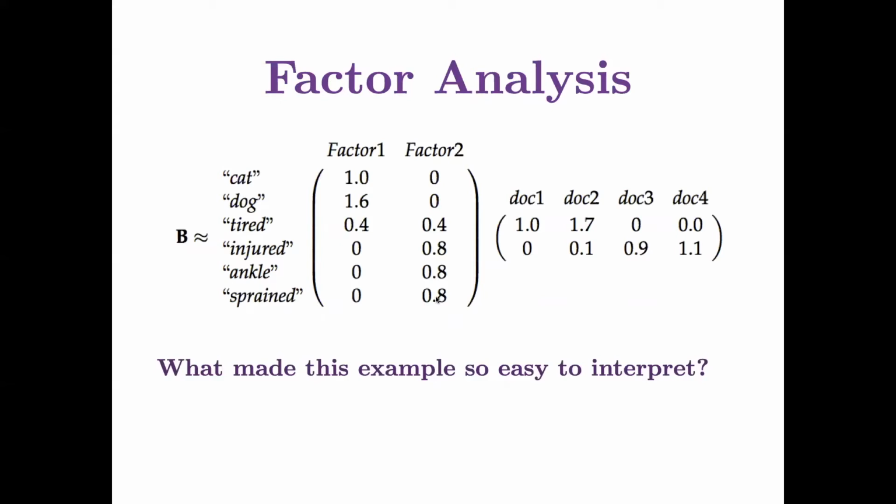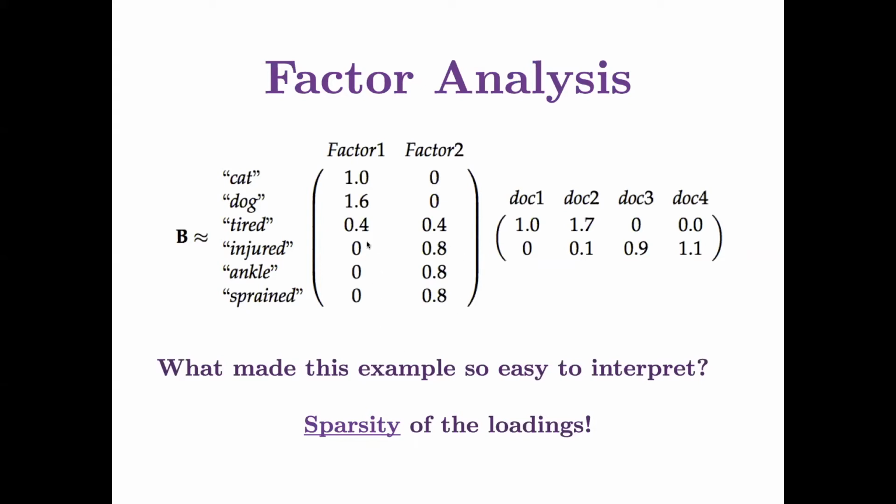Now, what made this so easy for us to interpret? Well, we looked at the loadings on each factor, and they were very clear in telling us a story. But that clarity was brought to us by sparsity. Sparsity is just having a bunch of zeros, essentially. It was having these zeros and the other numbers in the factor being relatively large compared to zero that allowed us to interpret what this factor meant.